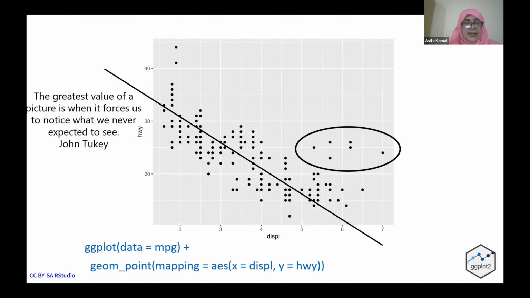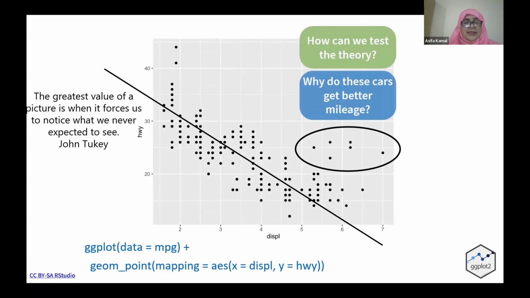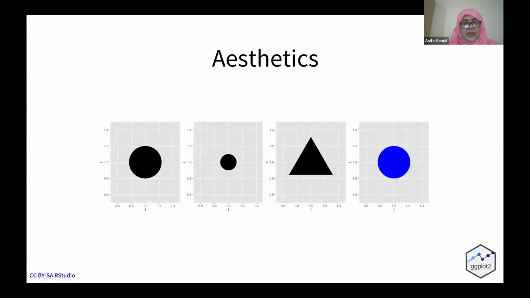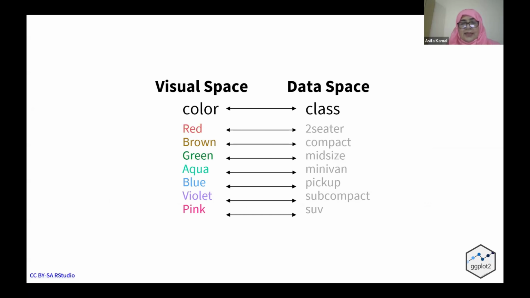Now let us add some more aesthetics to test the theory. These are the aesthetics we can use for better understanding of data. We can use size, symbols, or color as an aesthetic property. Aesthetic mapping in ggplot does this task very well. And here we are going to map the aesthetic color to the variable class.